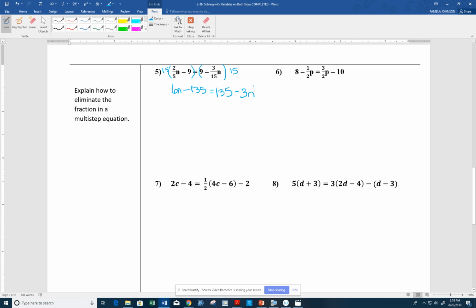Okay? All right, now I don't have any like terms I need to combine. We could just start moving things across. So plus 3n, plus 3n. That zeroes out, and we have 3n minus 135 equals 135. And let me put the rest of my 3 back there. All right. And then we're going to take this negative 135. Now we're going to add 135 to both sides.